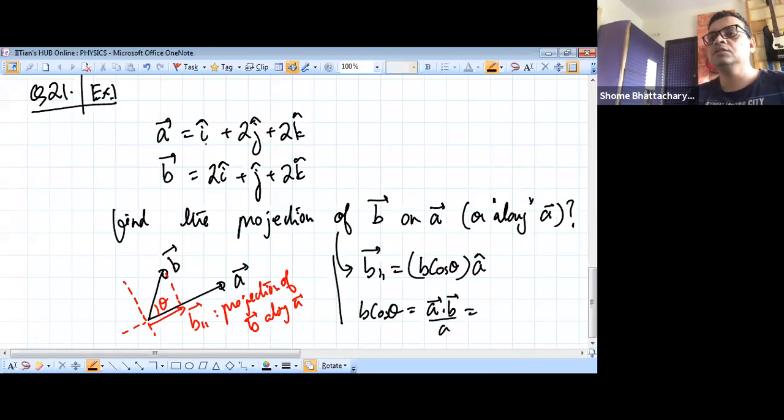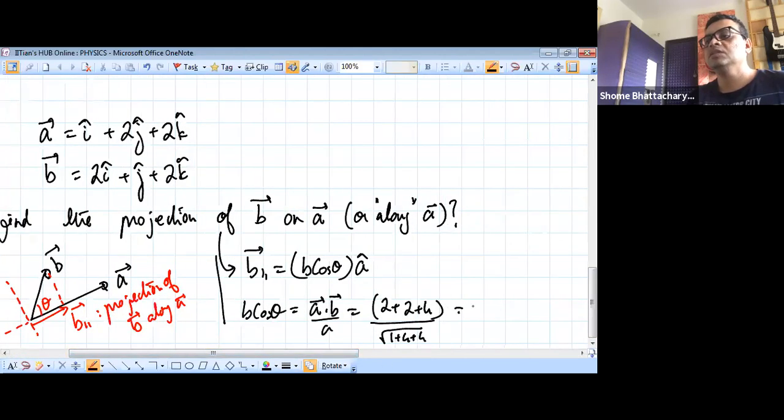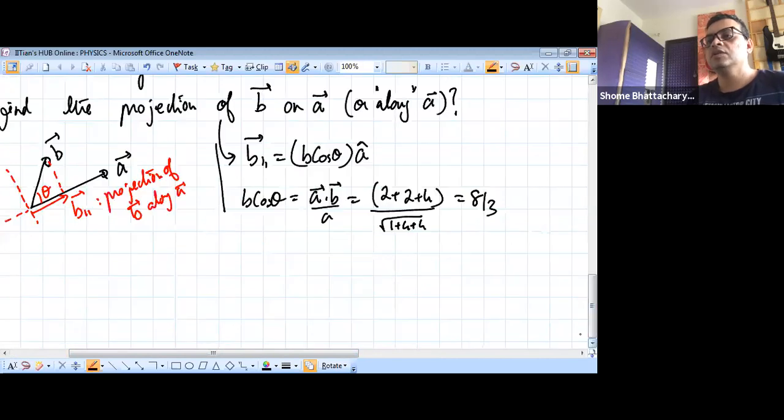So E dot B here you can see is 2 plus 2 plus 4. Okay. And mod A you can see is square root of 1 plus 4 plus 4. So this becomes how much? This becomes 8 by 3. Okay. So that is your B cos theta.